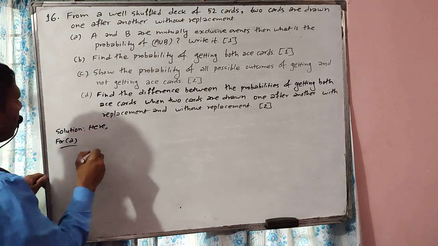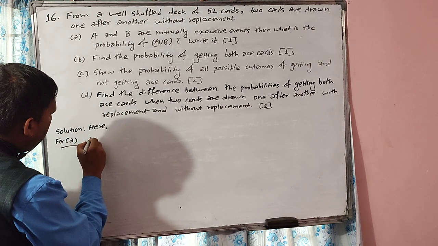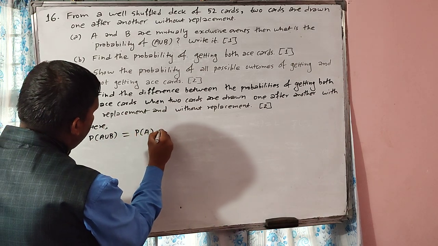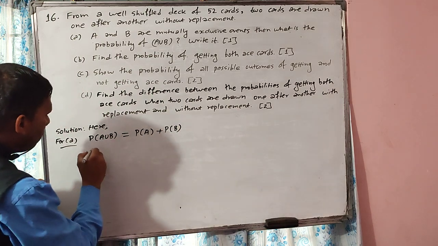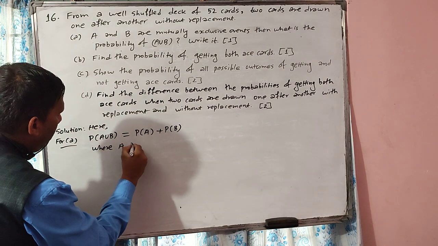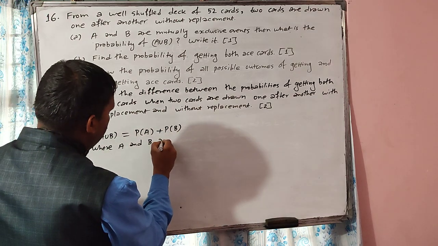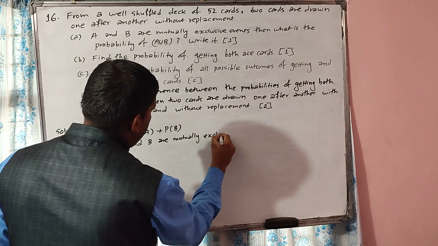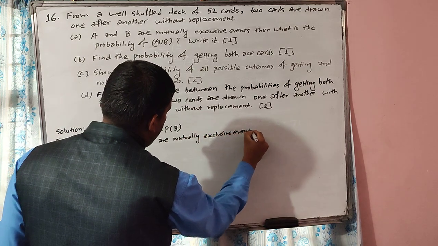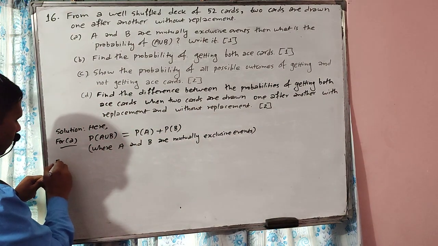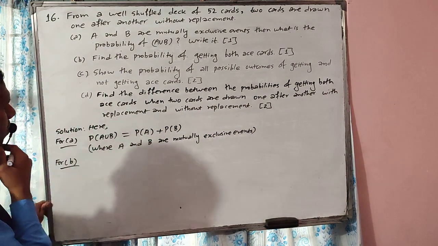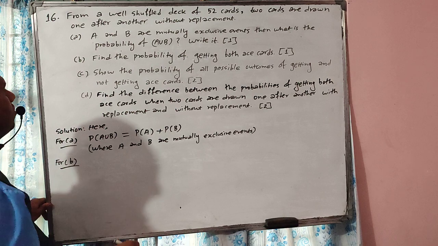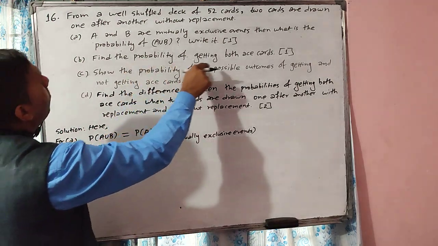So probability of A union B equals probability of A plus probability of B, where A and B are mutually exclusive events. Probability of A union B equals probability of A plus probability of B if A and B are mutually exclusive events. Now for B, find the probability of getting both ace cards.